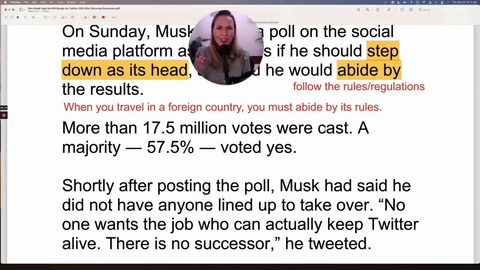Did you vote? I didn't vote because I didn't know about this. I don't really use Twitter. Do you use Twitter? What do you think? Should Elon Musk resign as CEO? Share your opinion in the comments below.